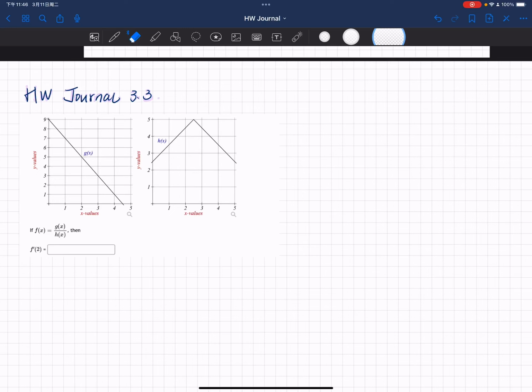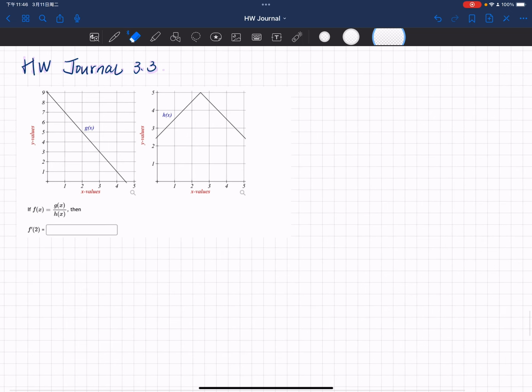Working on the homework journal question for section 3.3. So here is the problem. If f of x equals g of x over h of x, then f prime of x equals 2. From this statement, it's given the graphs of g of x and h of x. In this problem, we'll be looking for f prime of 2.